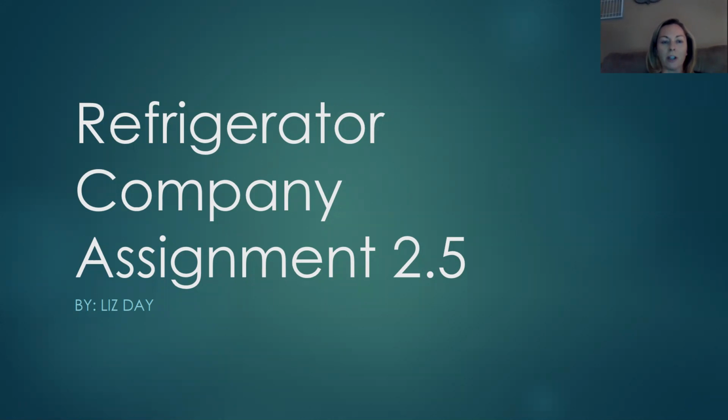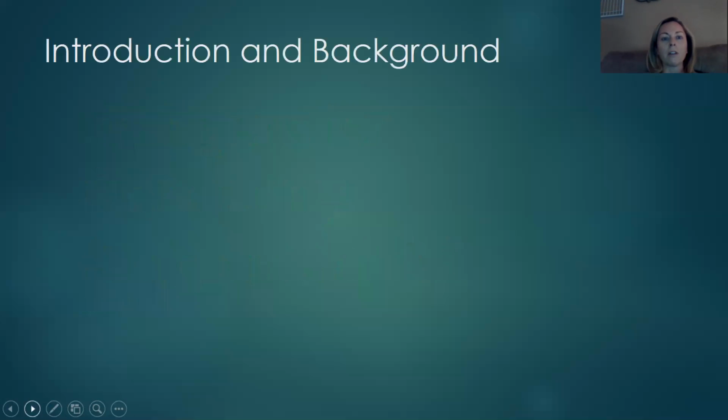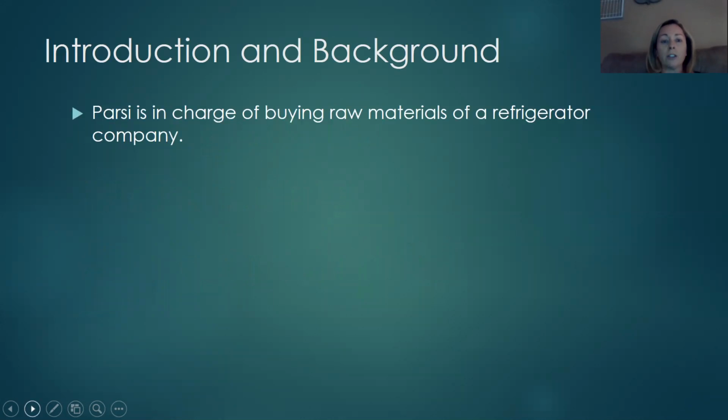I am here to talk to you about a refrigerator company that had an issue recently, and we're going to help explain why. So Parsi is in charge of buying raw material at a refrigerator company, and in that he is also responsible for forecasting what the cost of materials is going to be, along with how much he needs to buy for the refrigerators for the engineering department to be able to make the refrigerators he needs to make.